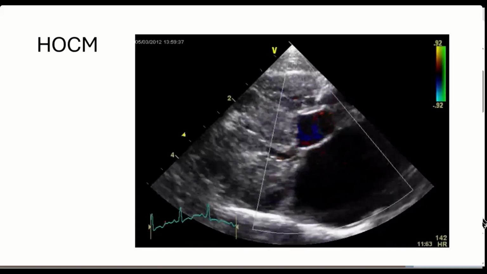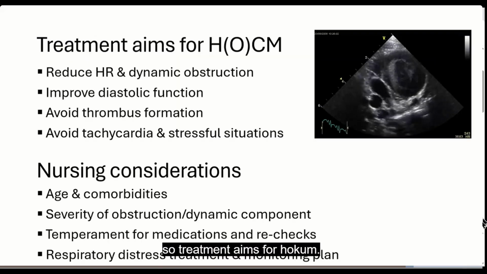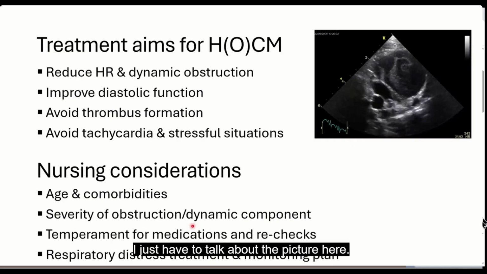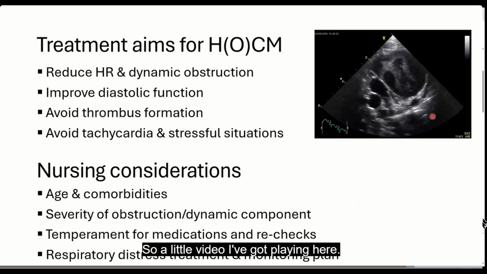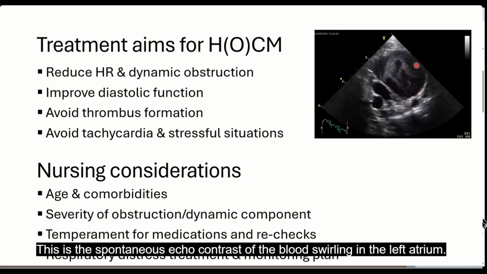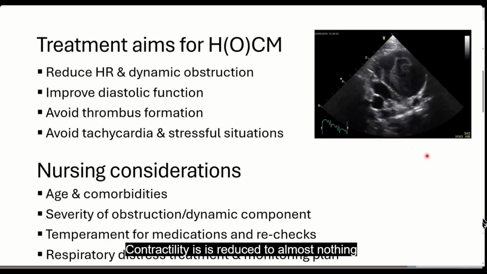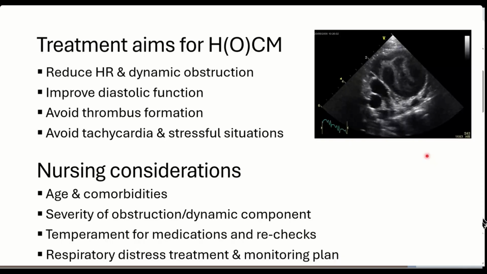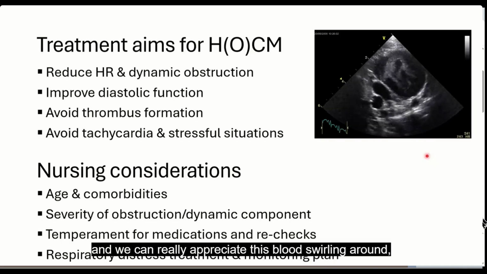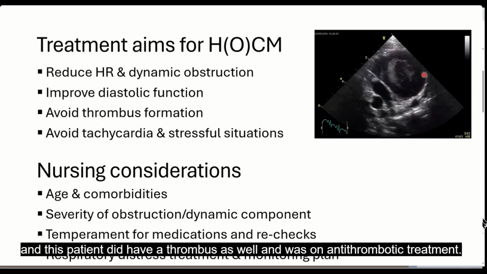Okay, so treatment aims for HOCM. Oh, I just have to talk about the picture here, a little video I've got playing. This is the smoke, the spontaneous echo contrast of the blood swirling in the left atrium. This is a very end stage HOCM case. Contractility is reduced to almost nothing in this case, and we can really appreciate this blood swirling around. This patient did have a thrombus as well and was on antithrombotic treatment. But anyway, back to the treatment aims.